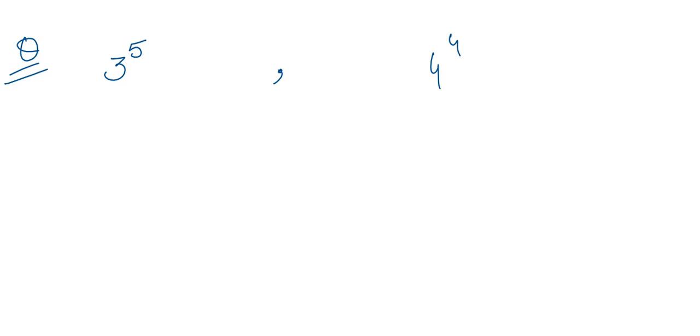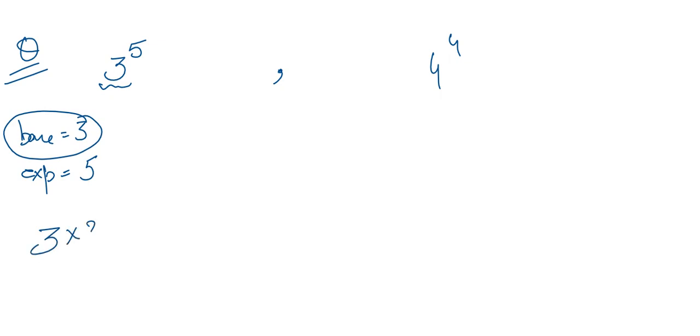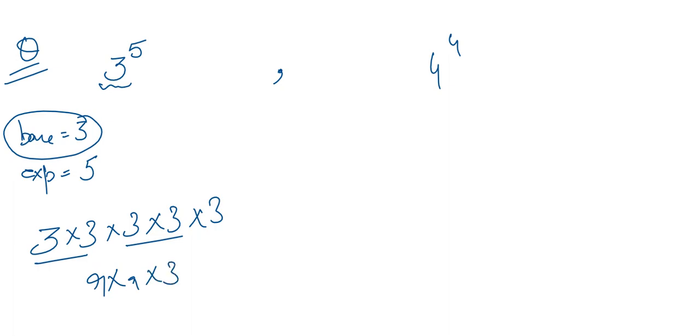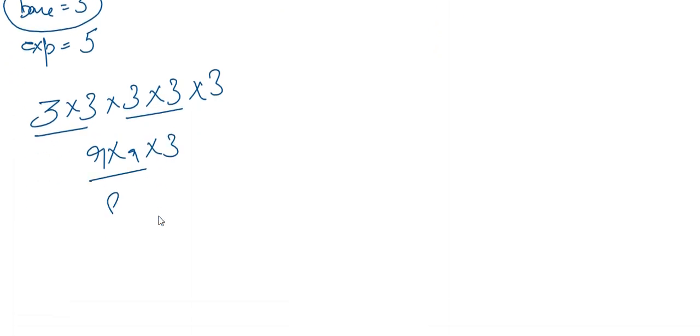I think you must have solved it. I have given you the general thumb rule: 3 is my base, exponent is 5. So I will be multiplying base exponent times: 3 cross 3 cross 3 cross 3 cross 3. 3 cross 3 is 9, again 9. So 9 into 9 into 3, 9 cross 9 is 81. 81 times 3 is 243. I would be getting 243 as the answer.